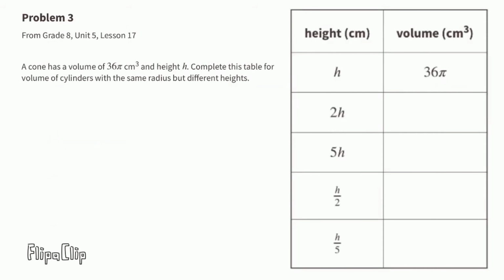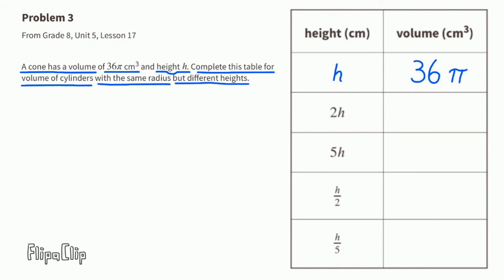Problem number 3 from 8th grade, Unit 5, Lesson 17. A cone has a volume of 36 times pi centimeters cubed and height h. Complete this table for volume of cylinders with the same radius but different heights. When the height is 1h, the volume in centimeters cubed is 36 times pi. When you double 1h, you have 2h. Since you doubled the height, you double the volume. 36 times 2 times pi is 72 times pi.